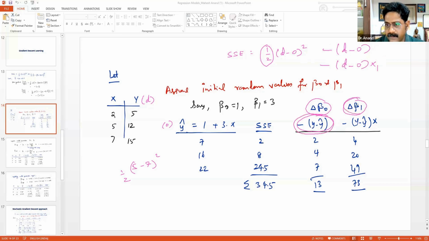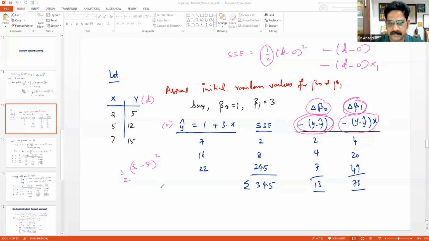To adjust the slope, what is the error gradient term? Yesterday we derived this, minus of d minus O times x1. Since we have only one feature, I can call it as x, or specifically if you want, you can call it as x1. So first I am calculating how each record is individually contributing to the total error.